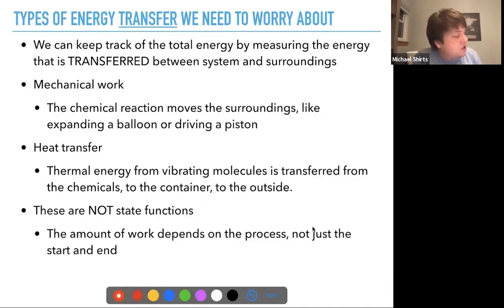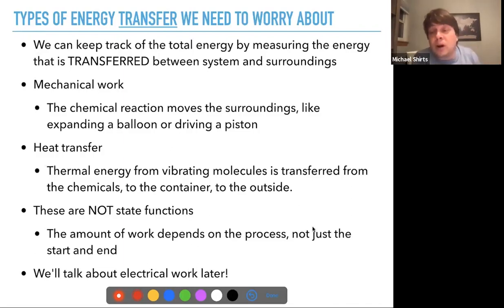So the amount of work depends on the process, not just the start and end points. Being a state function is something kind of special. Not all quantities are state functions. Electrical work is also an important part of work that occurs in chemical systems. We're going to talk about that later near the end of the semester.